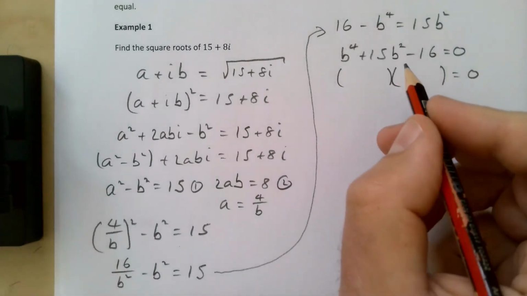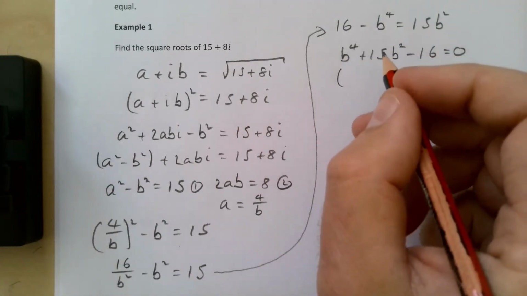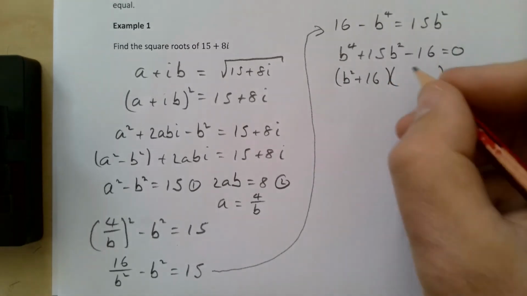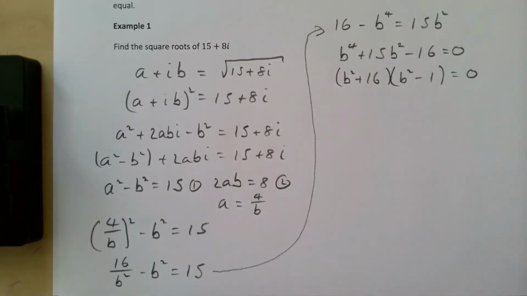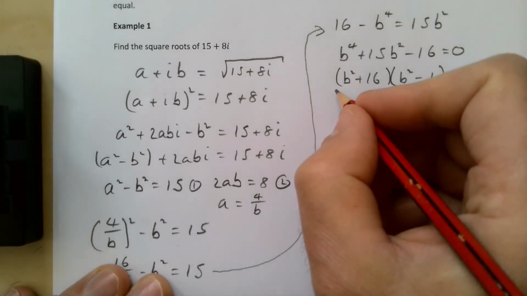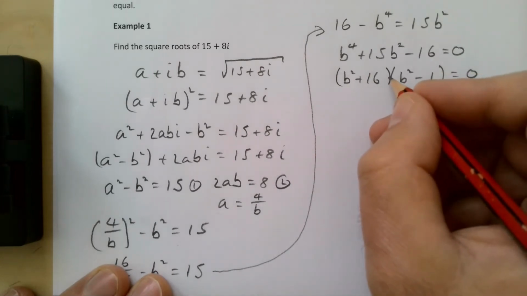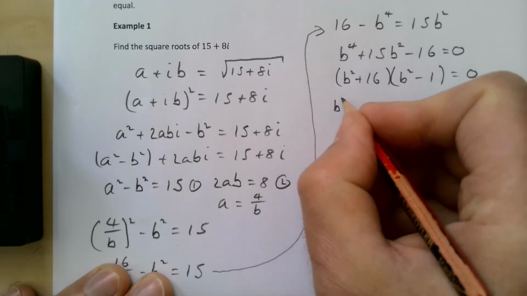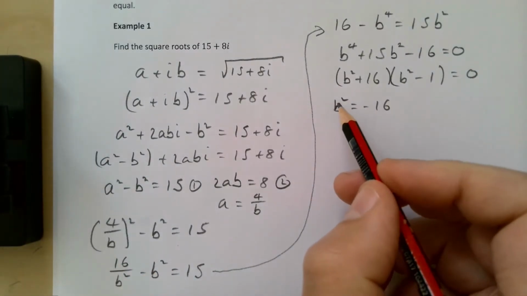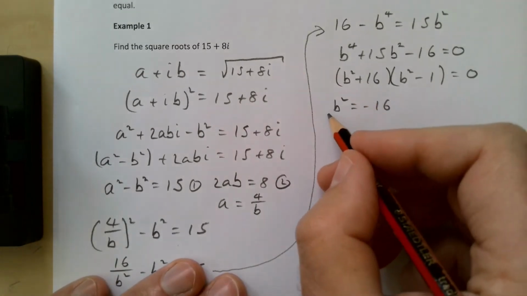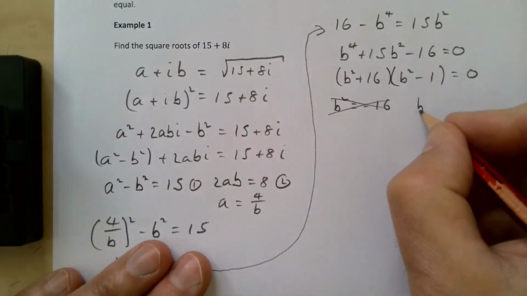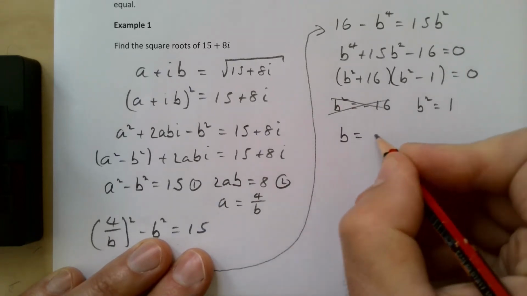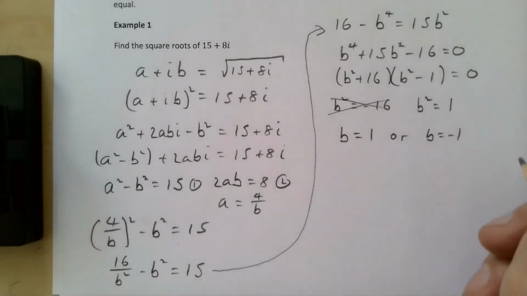Factorizing this is a bit weird. We haven't solved one of these before, but we can just effectively take our b squared as our normal term if it was a normal quadratic. So we would have b squared plus 16 and then b squared minus 1. That is right, isn't it? Yeah. That's going to give us b squared equals minus 16. I know we're in the world of complex numbers, but this b needs to be a real number. So this is going to give us no solutions. You can't take the square root of a minus if b is going to be a real number, or we're going to have b squared equals 1. So that gives us b equals 1, or b equals minus 1.